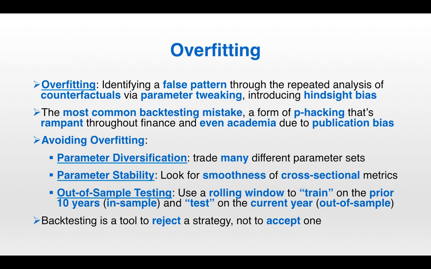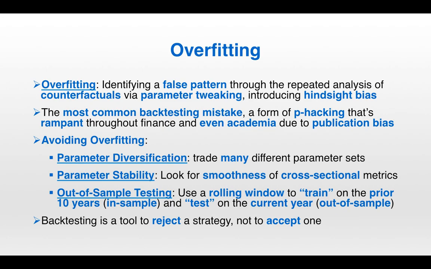Next up is overfitting, the most common backtest mistake. Our definition of overfitting was identifying a false pattern through the repeated analysis of counterfactuals via parameter tweaking, introducing hindsight bias. Overfitting is a form of p-hacking. It's rampant throughout finance and even throughout academia because of publication bias. Overfitting is a very big problem, but there are ways to avoid it.